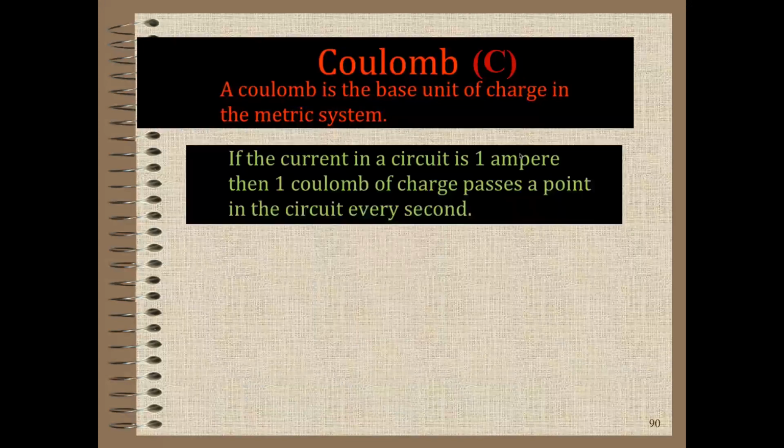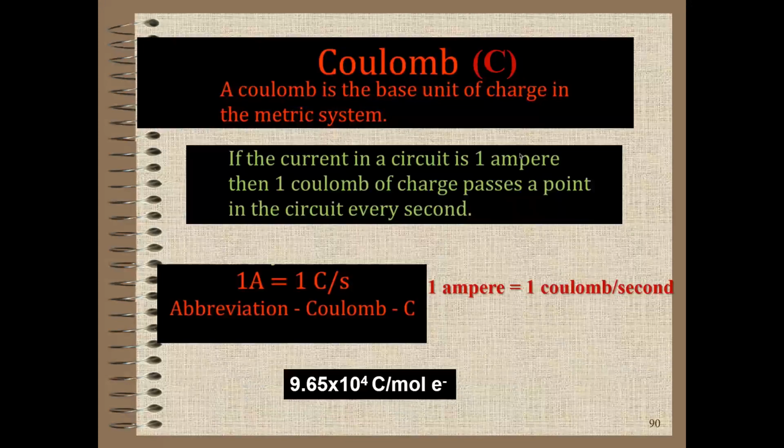And then only a couple more slides here. So we should know Coulomb is a unit of charge. An ampere is 1 Coulomb per second. We can write it this way. And this will be given to you. This is a constant, 9.65 times 10 to the 4th coulombs per mole.